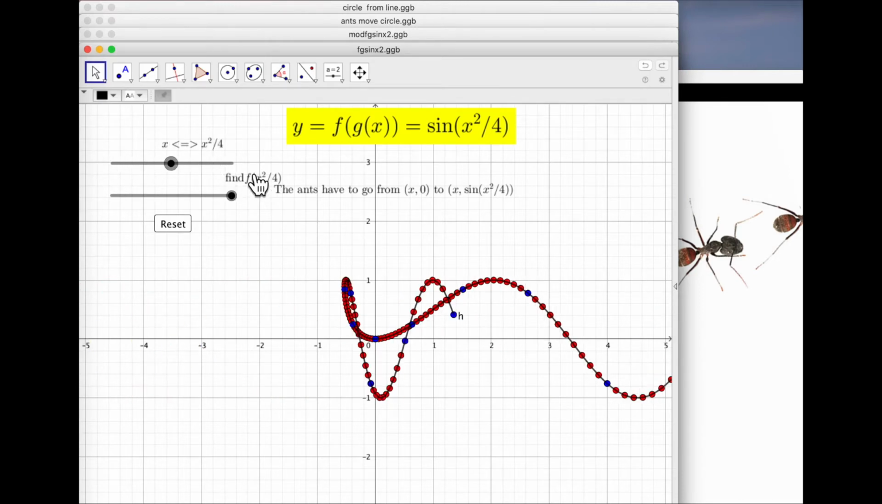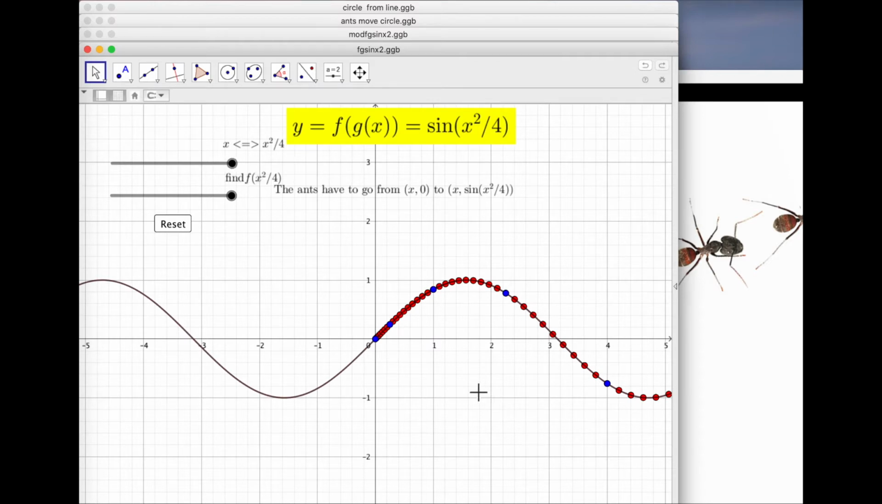So let's look at that last bit again and see what's going on. Focus on this point here, for example, where there are two ants that arrived with an x-coordinate of 1 because their original coordinate was plus or minus 2. So to go back, they're going to go back to plus or minus 2, and so the transformation that's applied is to go from x to plus or minus twice the square root of x.